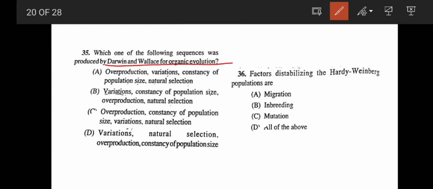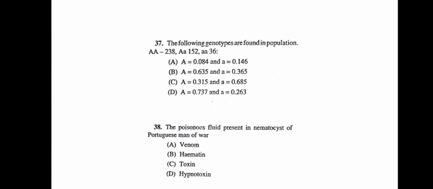Okay, so for organic evolution, first of all, the overproduction, then variation, then constancy of population size, and at last, the natural selection. So, correct answer is option A. Next, factors destabilizing the Hardy-Weinberg populations are migration, inbreeding, mutation, or all of the above. All of these, migration, inbreeding, mutation, actually destabilize the Hardy-Weinberg population. So, correct answer is option D.